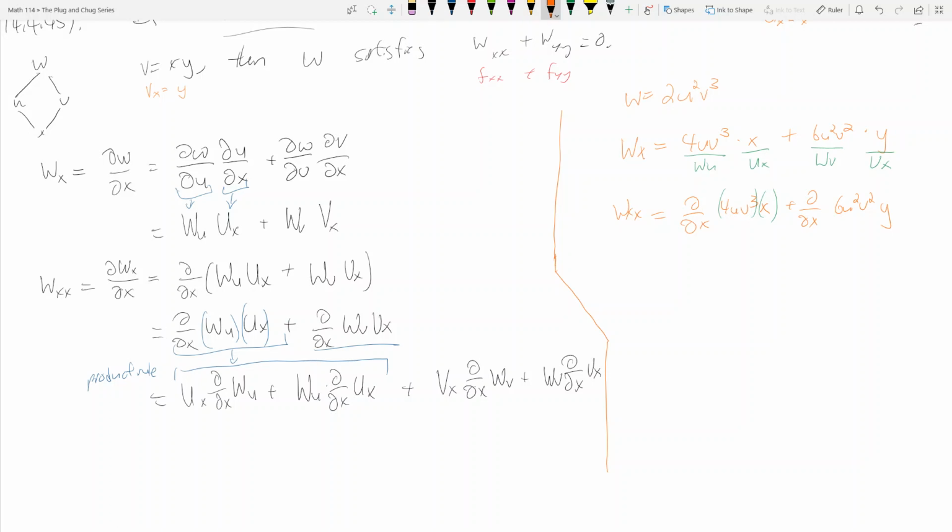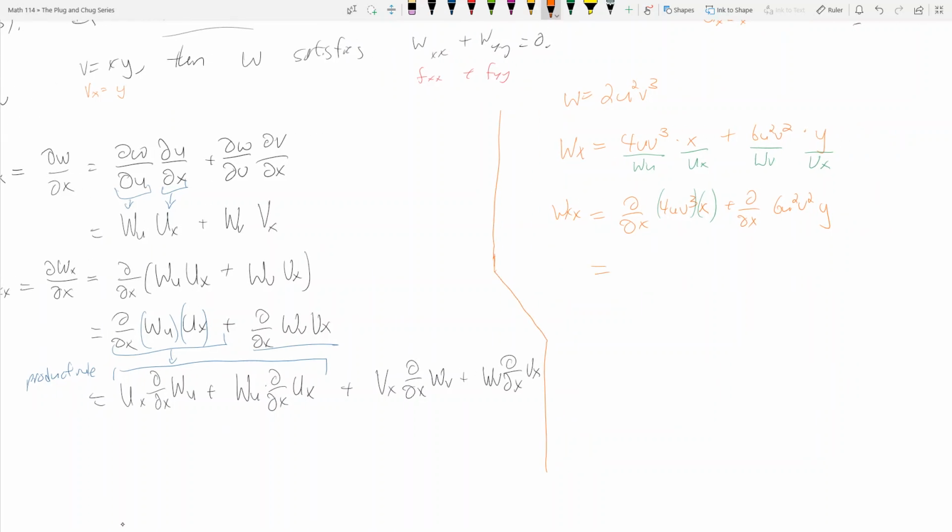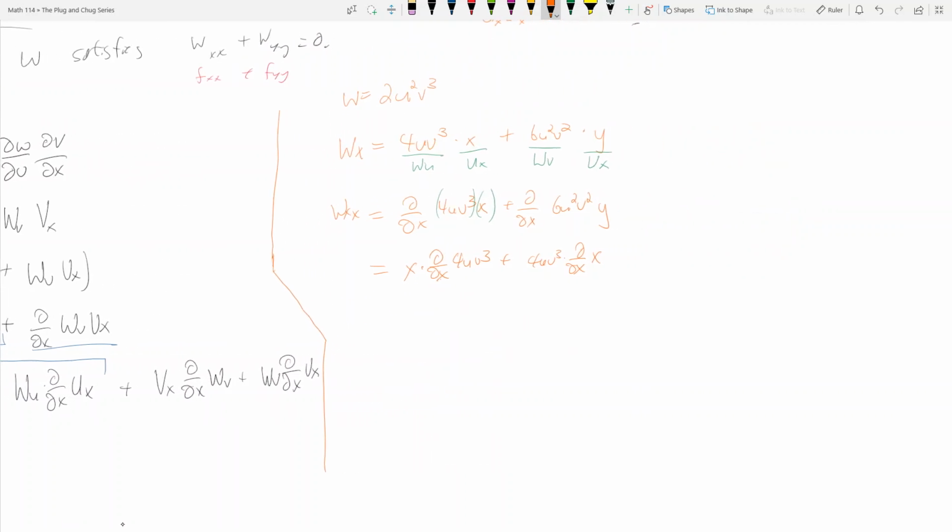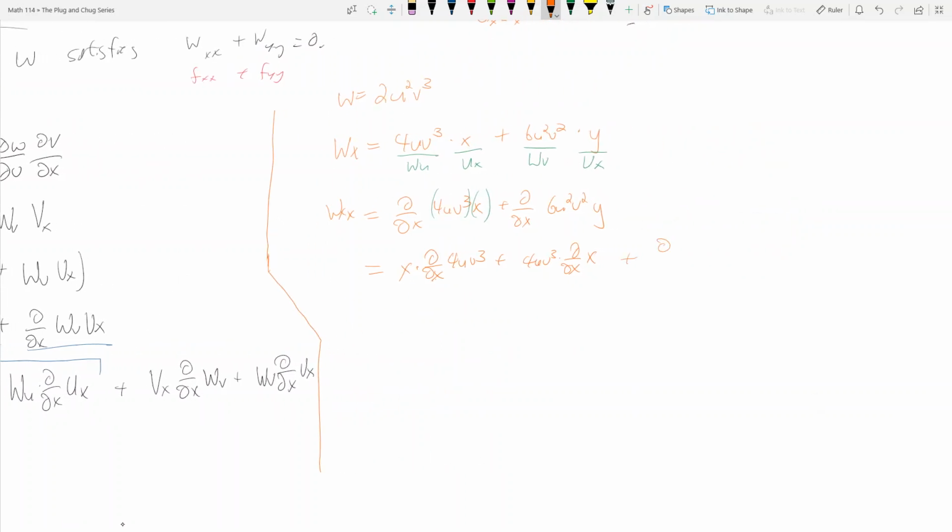So then let's do that with the example here. This becomes x times d dx of 4uv cubed, plus 4uv cubed times the partial d dx of x, all right, plus y times the partial with respect to x of 6u squared v squared, plus 6u squared v squared times the partial with respect to x of y. All right.